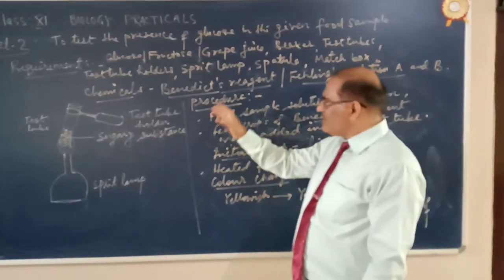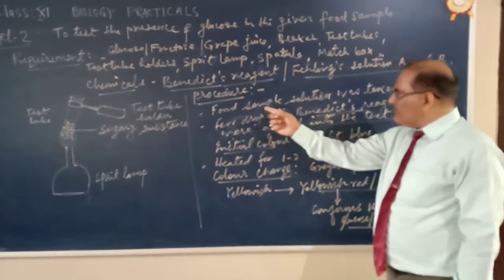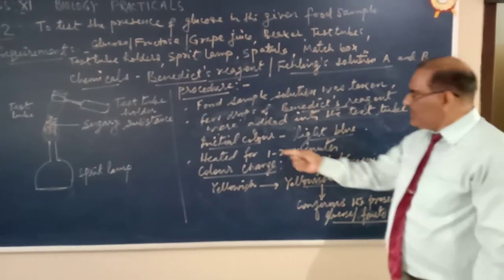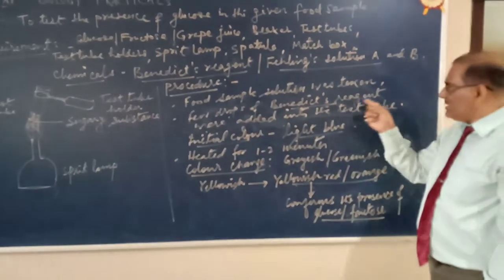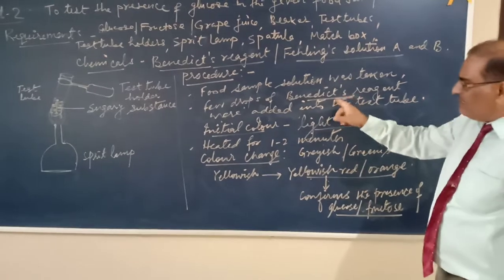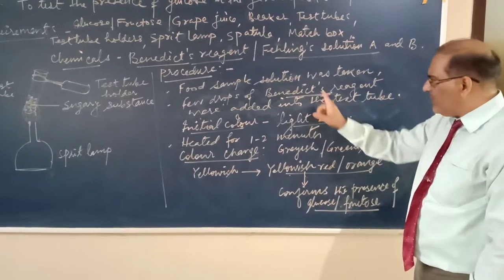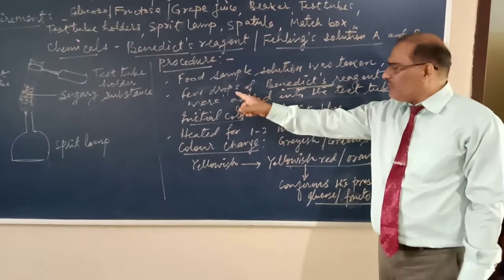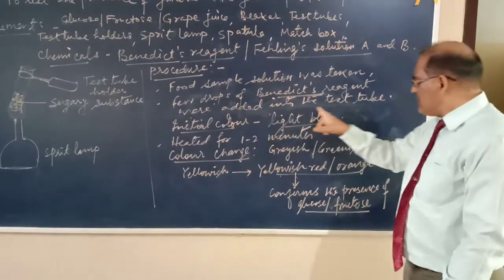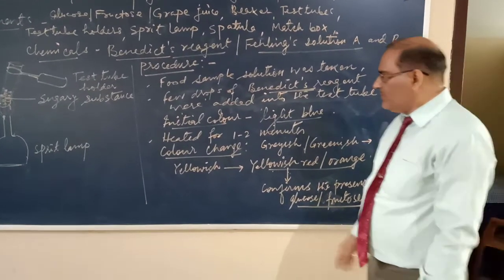Now let me discuss the procedure. First of all, we take the food sample solution in the test tube and add a few drops of Benedict reagent. Now I am taking Benedict reagent, not Fehling, and we will see the result using Benedict reagent. A few drops of Benedict reagent were added into the test tube containing the given food sample solution.